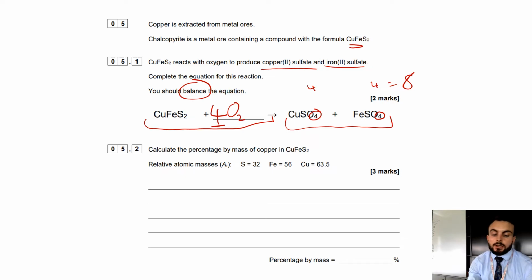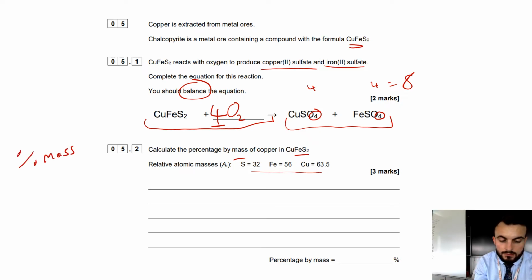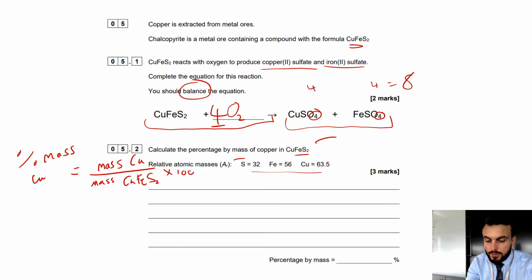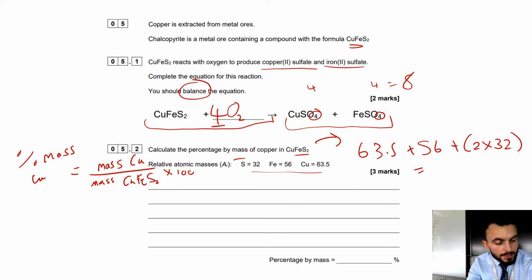Calculate the percentage mass of copper in CuFeS2. There are the relative formula masses. So to do this, for the percentage mass of copper, we just do the mass of copper divided by the mass of the whole thing times 100. First off, we're going to work out the mass of this, which is copper, 63.5, plus 1 iron, which is 56, plus sulfur, but there's 2 of them. Work out the mass of that and you get 183.5.